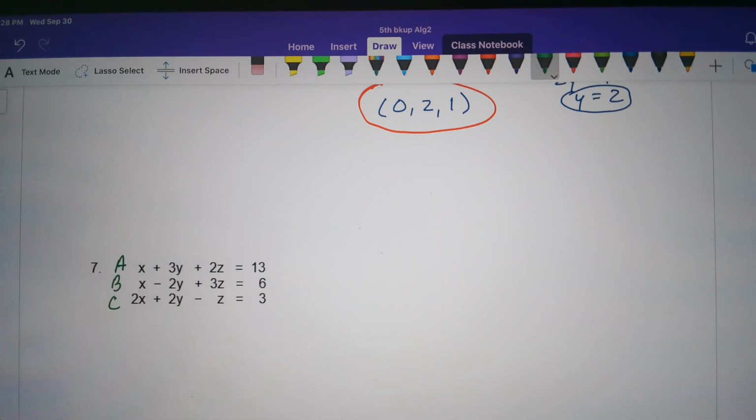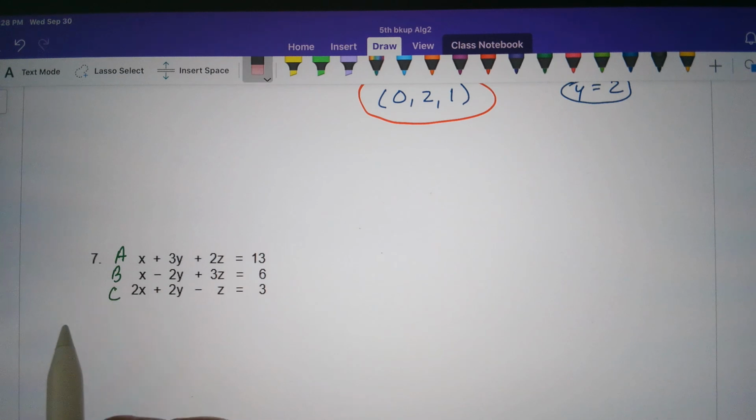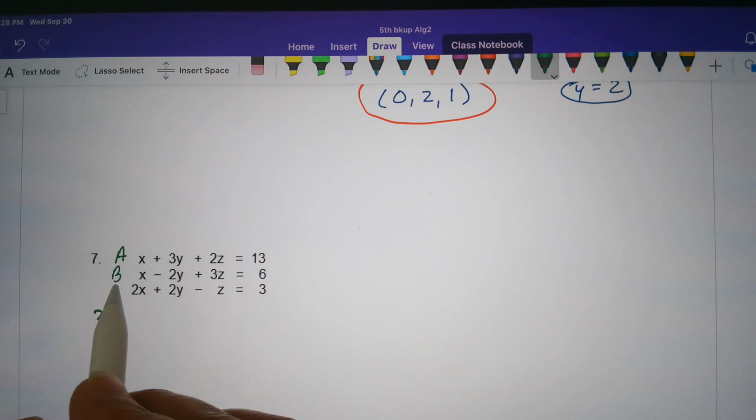Choose a variable to eliminate. I could go with the y's, these are already opposites. I could go with the x's. These are small numbers. Actually, I think I'm going to go with the x's in this case. I'm going to try the x's. A little bit of a change. Alright, so I'm just going to take B and multiply it by -1. So I'm going to use A and -1B.